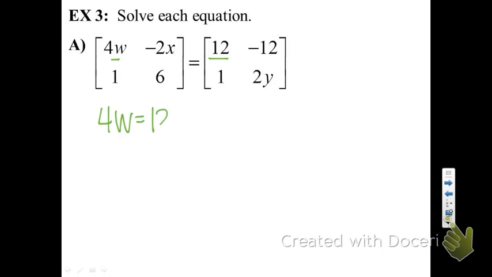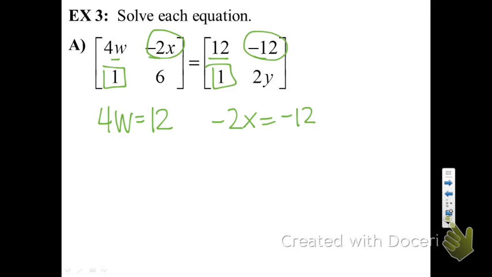4w equals 12. Make sure you set up that equation using corresponding positions. I have corresponding positions here, so I set up the equation negative 2x equals negative 12. Down in the bottom we have this one and this one here. Because they're equal and there's no variable, we don't need to do anything with them. It's just another way to verify that those two matrices are equal. And then we'll go to that last one where we have 6 equals 2y.